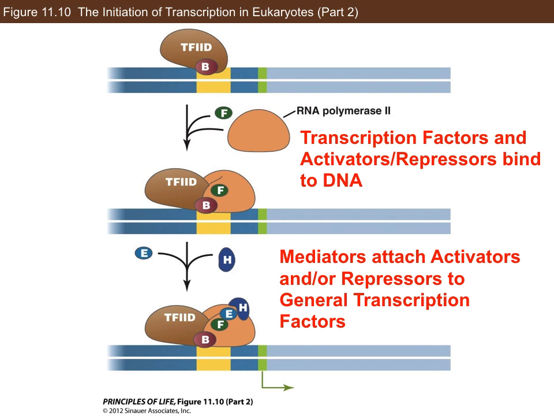In this case, your textbook doesn't really talk very much about mediators, but mediators are proteins that connect different transcription factors to each other instead of attaching directly to DNA. So E, F, and H would be considered mediators. And they're going to be really important for connecting this transcription initiation complex that we see here to any activators and repressors that might be bound to DNA at different spots along the genome.